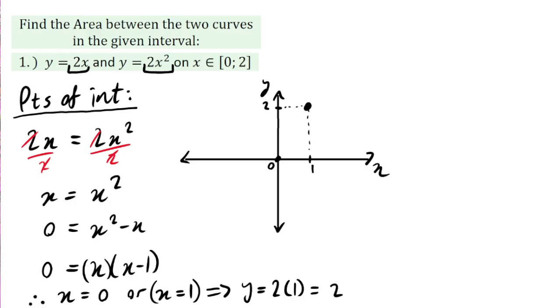Not going to draw that. So let's just sketch the y equals 2x. We know what it looks like. It's a linear function, and it's an increasing function because it has a positive slope. So it looks something like this. And that would be y equals 2x.